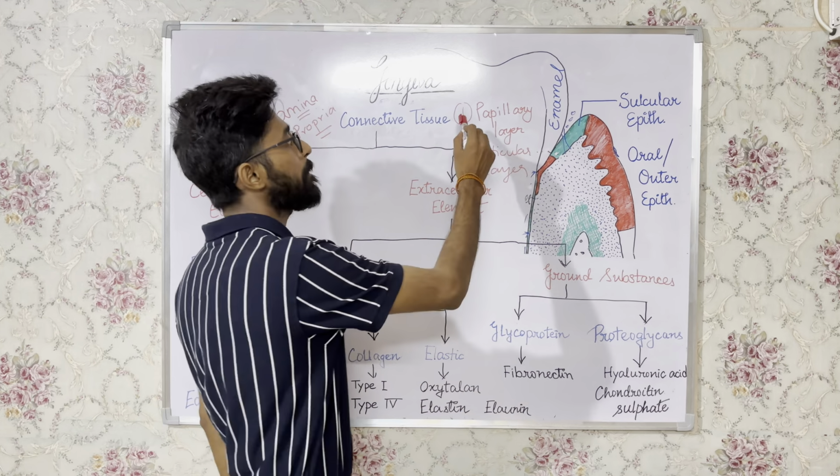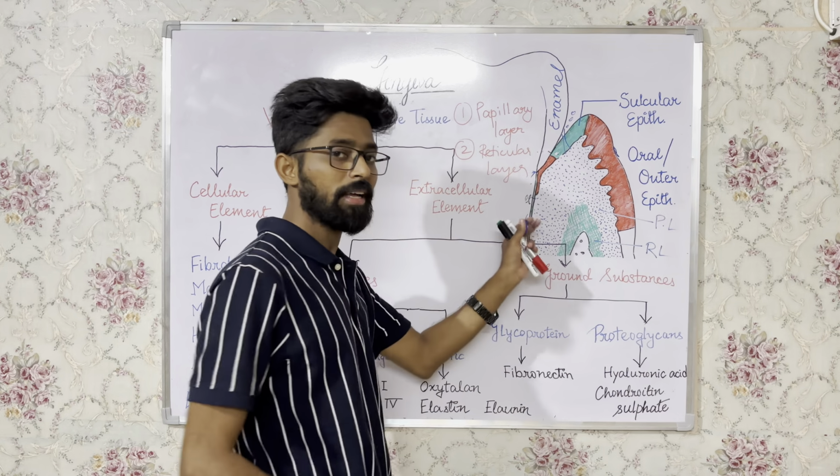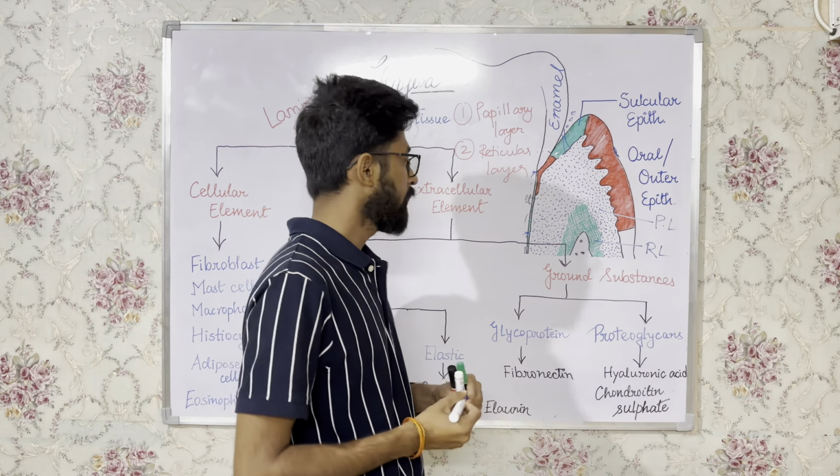Second is the reticular layer, which is attached to the alveolar bone. This green one, green meshwork, this one is the reticular layer, okay? I'm marking it also. This is the reticular layer. This is the papillary layer, okay? You will make this diagram in the exam, okay?